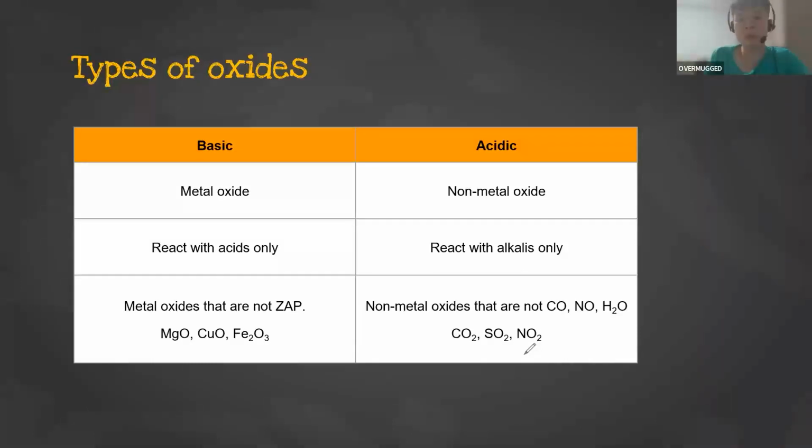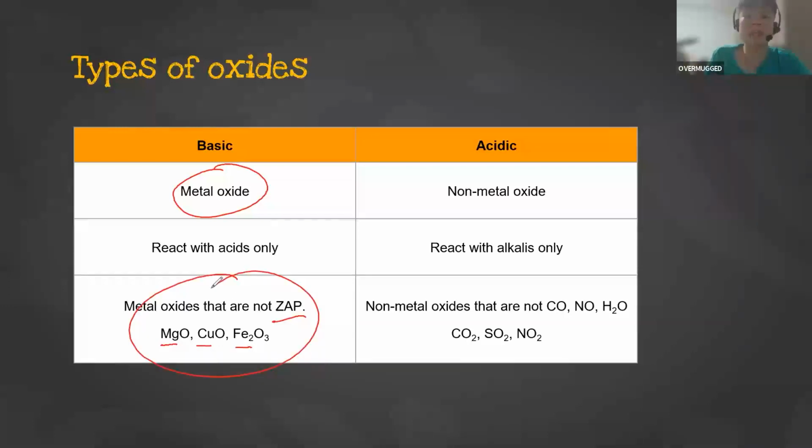So how do I determine whether something is amphoteric, basic, acidic? How do I classify them? For basic oxides, you need to check that it is a metal oxide that is not ZEP. For example, this is a metal. This is not zinc, this is not aluminium, neither is it lead. So all these are examples. This one you don't need to memorize because it's the rest, basically. As long as it's not ZEP and it's a metal oxide.